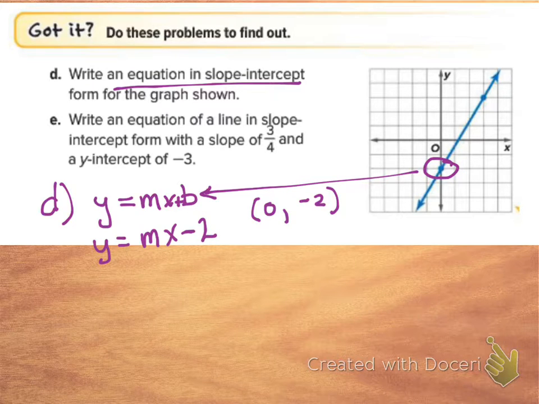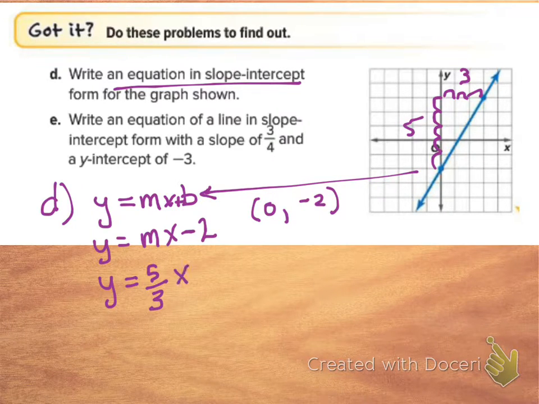And then we want to look at the slope, and the slope of this line is going up 1, 2, 3, 4, 5, and over 1, 2, 3. So that's 5/3. So we have y is equal to 5/3 x minus 2 as D.